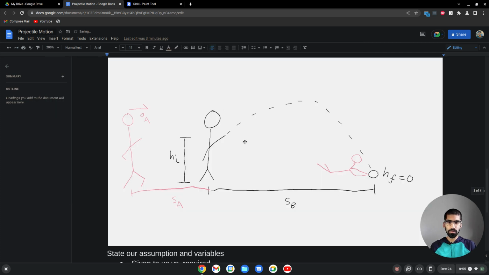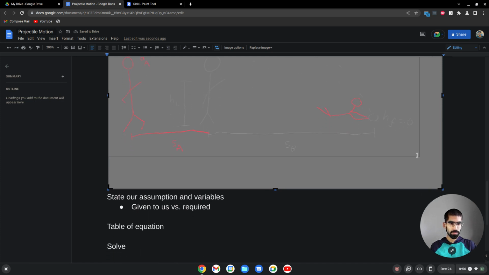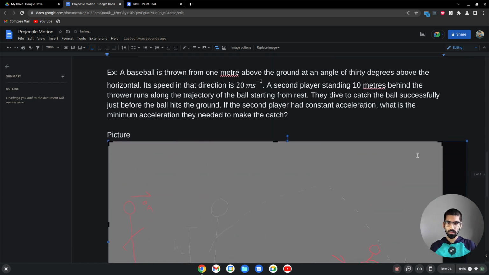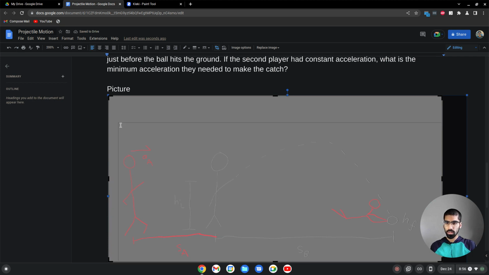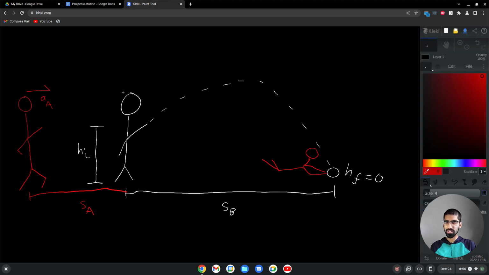Here we are. Just going to crop the image a little bit. One thing I forgot to do in the image is declare a positive and negative axis, so I'm just going to add that in. We're going to define up to be positive and right to be positive. This is the positive x, this is the positive y. There we are.